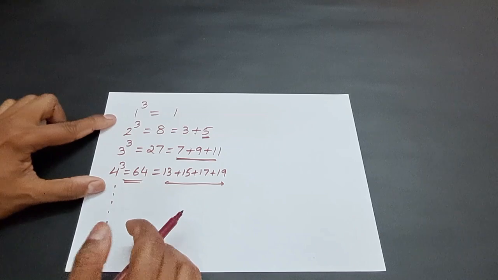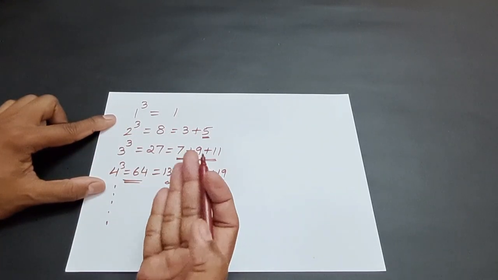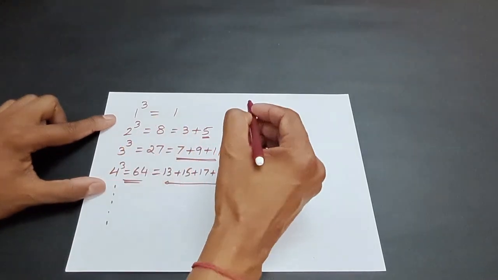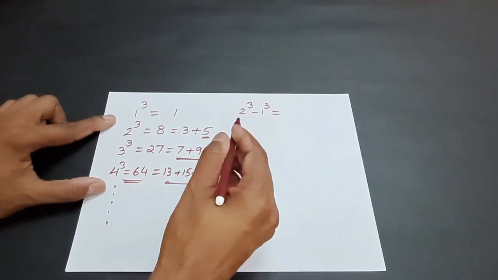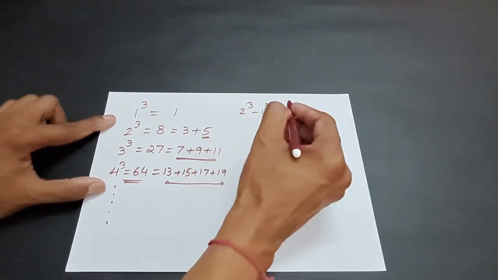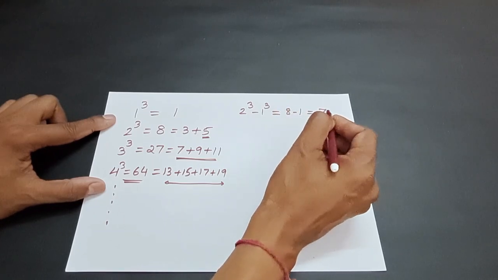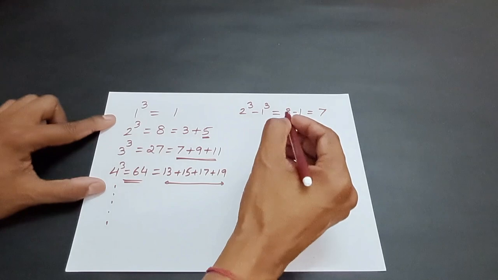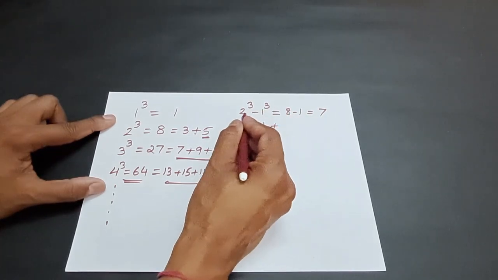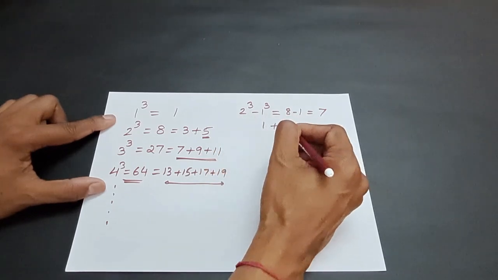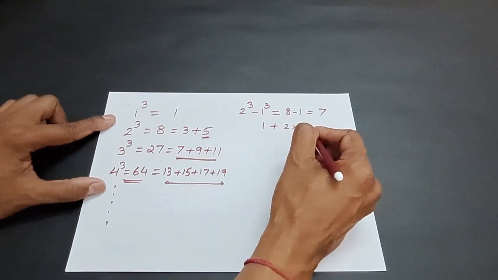Another interesting pattern in cubes is when you are taking the difference of cubes of two consecutive natural numbers. Suppose you take 2 cube minus 1 cube. 2 cube is 8 and 1 cube is 1. So that is 7. How do you obtain a 7? You have to write it as 1 plus 2 and 1 are the bases here. So we will take 2 and 1 multiplied and then multiply that result by 3.